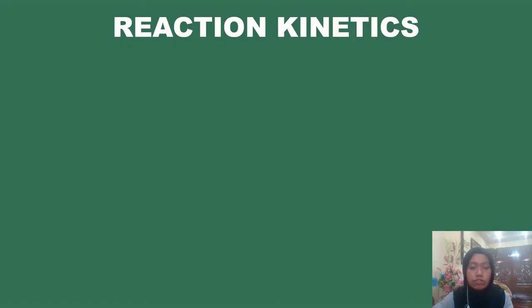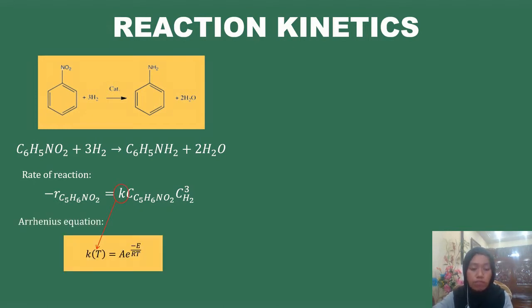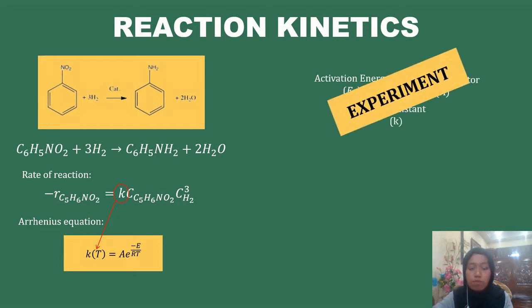For the process of hydrogenation of nitrobenzene for the production of aniline, the main reaction is nitrobenzene plus 3H2 with the aid of catalyst yields aniline plus 2H2O, where the rate of reaction can be deduced as the rate of disappearance of nitrobenzene equal to K, the rate constant, multiplied by the concentration of nitrobenzene and multiplied by the concentration of hydrogen to the power of 3. The value of K can be determined from the Arrhenius equation as shown on the screen, where the activation energy, frequency factor, and rate constant can be determined experimentally.